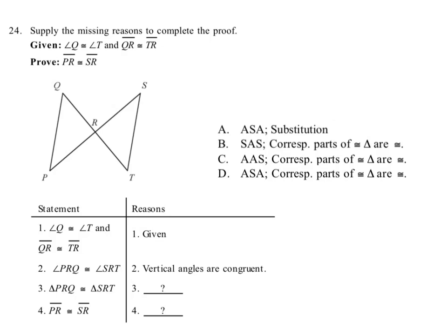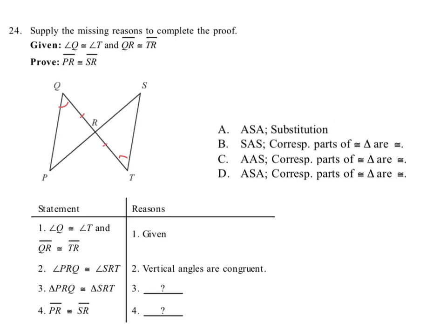Okay. We're trying to find the missing reasons for statement 3 and statement 4. And we have two things that are given. They list it here in statement 1. And what do they tell us? They tell us that angle Q is congruent to angle T. Let's mark it. And that QR is congruent to TR.